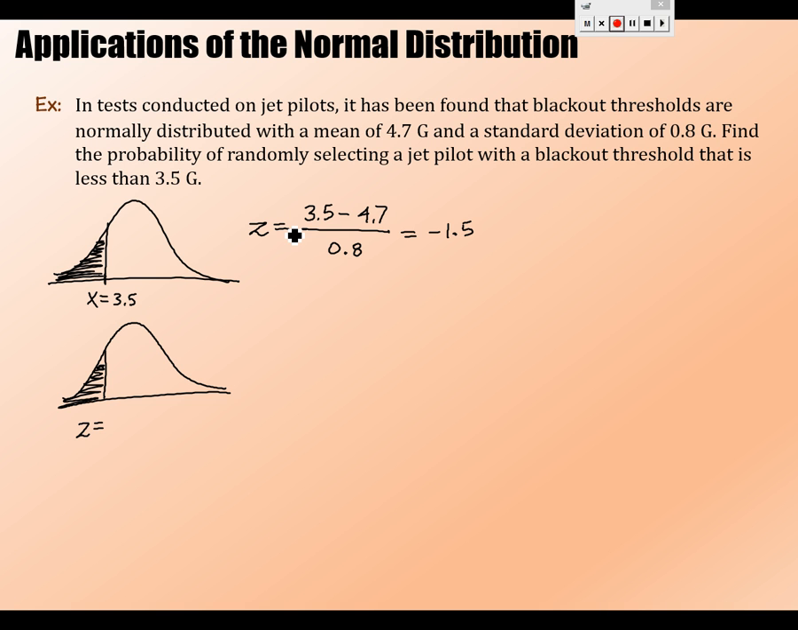So good. And so now we can ask this question, right? We can actually ask, what's the probability of x being less than 3.5? Or equivalently, the probability of z being less than negative 1.5.